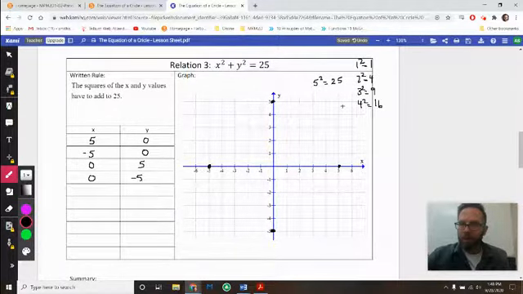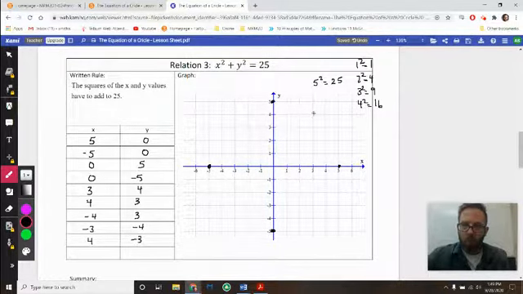If you recognized that 9 and 16 add to 25, good for you. That means that the point (3, 4) is on this graph. Same with (4, 3). Same with something like (-4, 3), or even (-3, -4), or (4, -3). These are just some, because any combination of these, when you square them, even with the negatives, you're going to get 9 and 16, and they will add to 25.